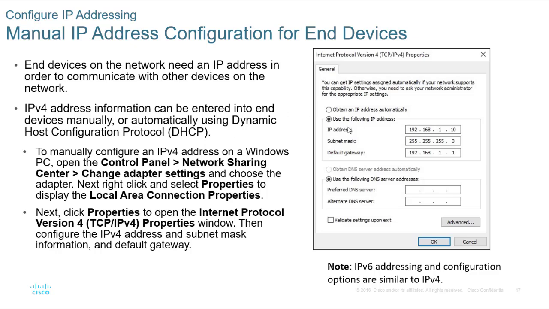If you need to address a device manually, you would choose the radio button, use the following IP address, and then you would fill in the IP address you've been given, and with the correct subnet mask, which is going to designate 192, 168, and 1 as the network portion, and in this case 10 is the host and 1 is the default gateway. And if you need a DNS server, you could put that in manually, or you could also choose to get that assigned automatically.